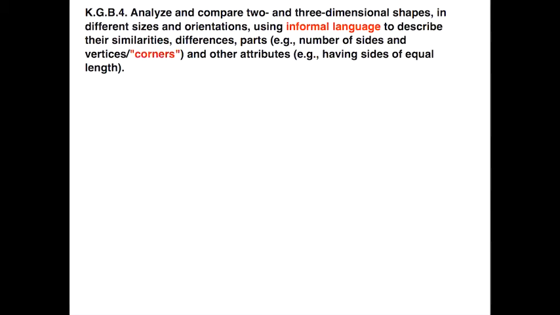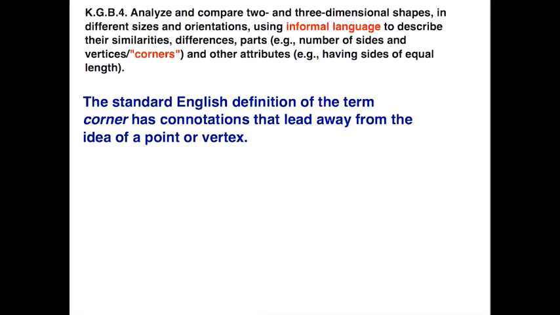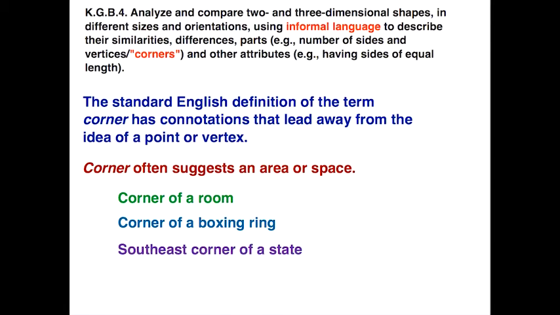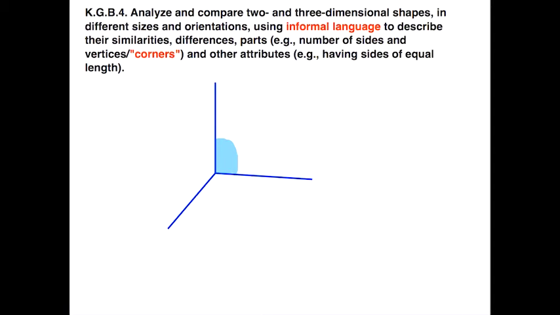There are some dangers that we have to look out for. For example, the term corners. The standard English definition of the term corner has connotations that lead away from the idea of a point or a vertex. Corner often suggests an area or space. For example, the corner of a room, the corner of a boxing ring, the southeast corner of a state, or a street corner. If we look at this figure, well, when we put it all together, informally, this is what students will think of when they think of the corner of a room.